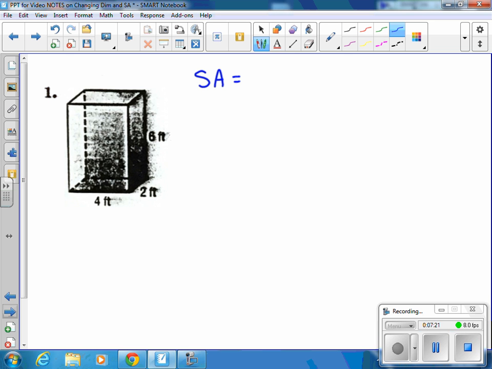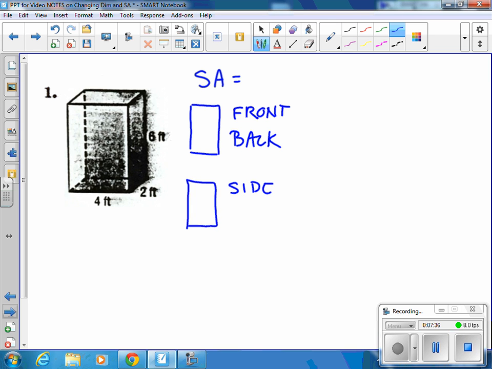We know that if it's a rectangular prism, I have a front and a back. So I'm going to make one of my rectangles be the front and the back. We also have another rectangle that would be the side and the side. Because, of course, if I have a front, there's a back that's the same, a side, the other side is the same. And then the same thing here, this is going to be top and bottom because they're the same.